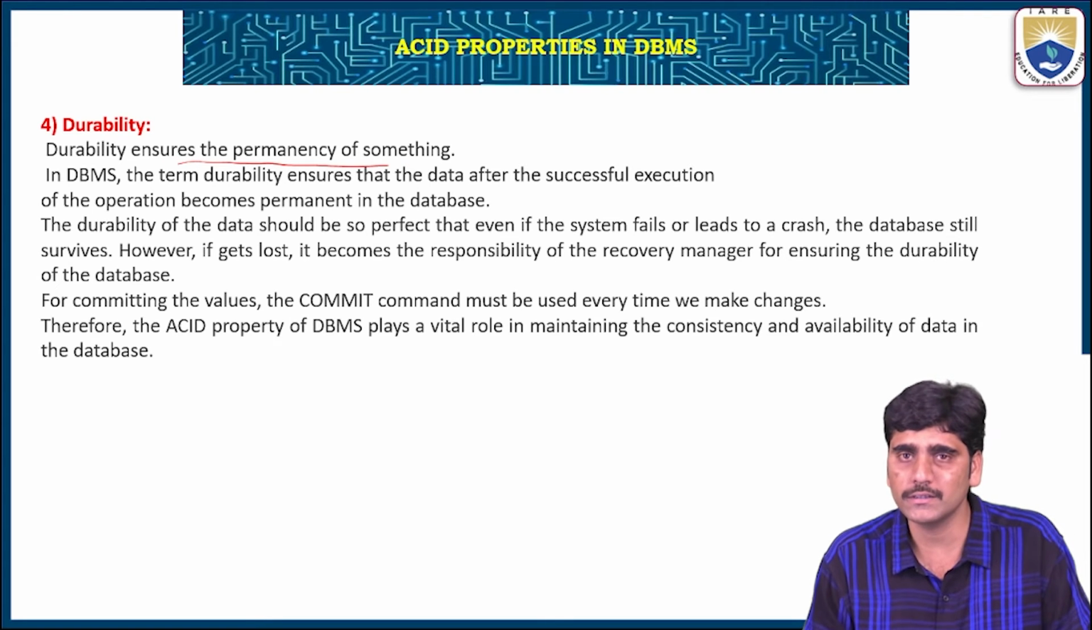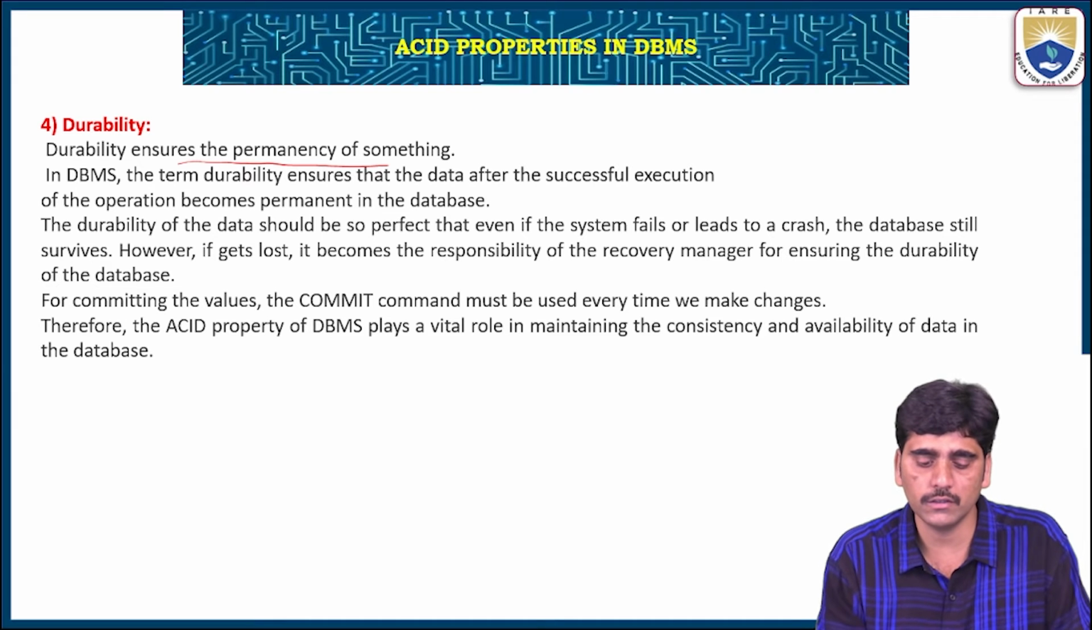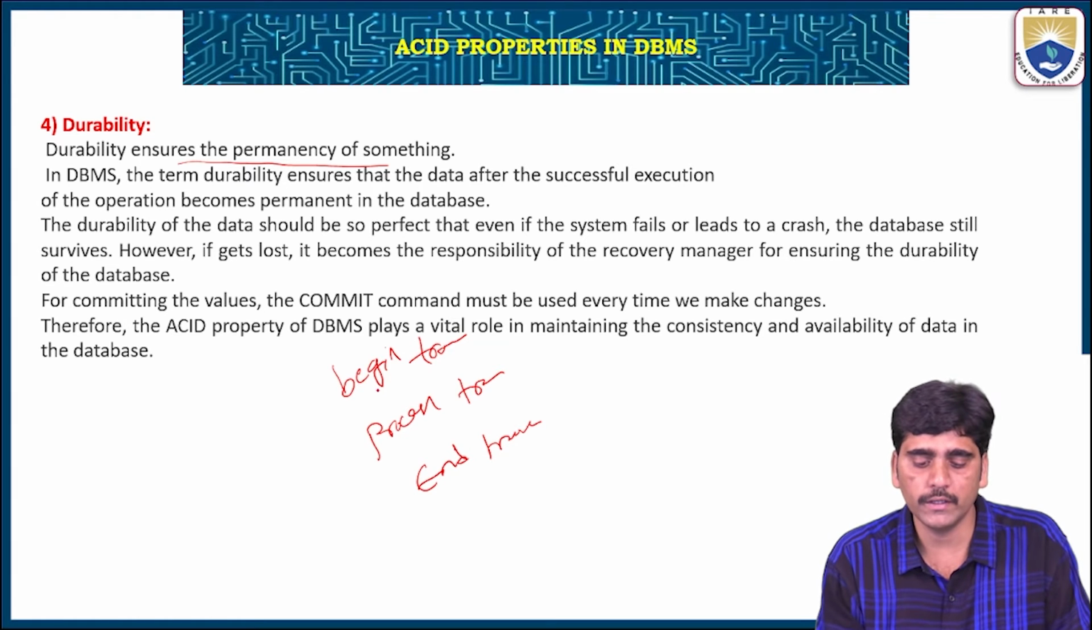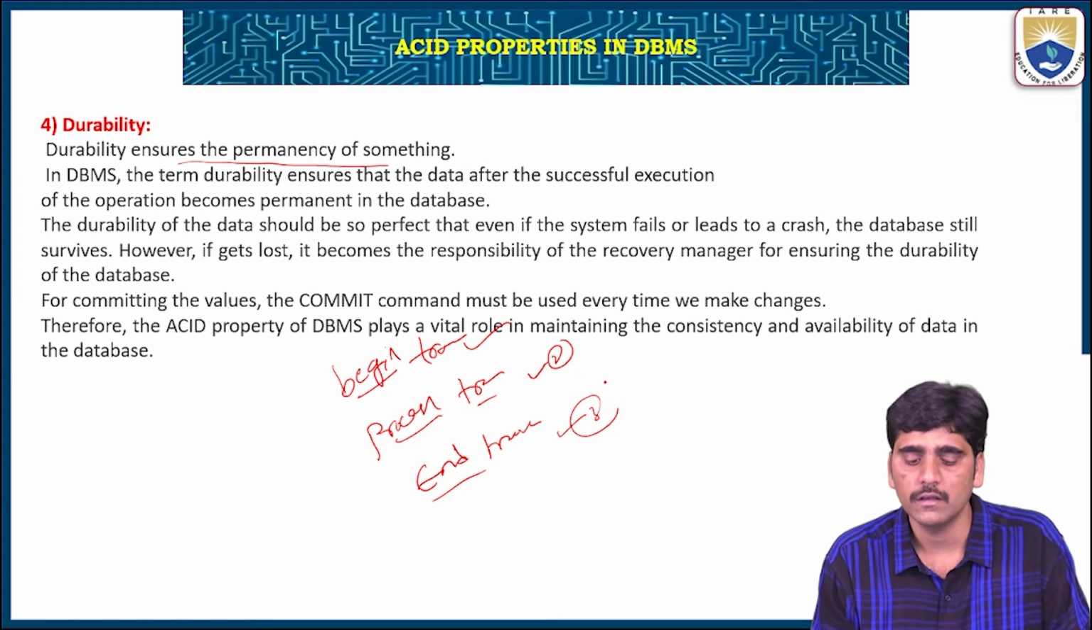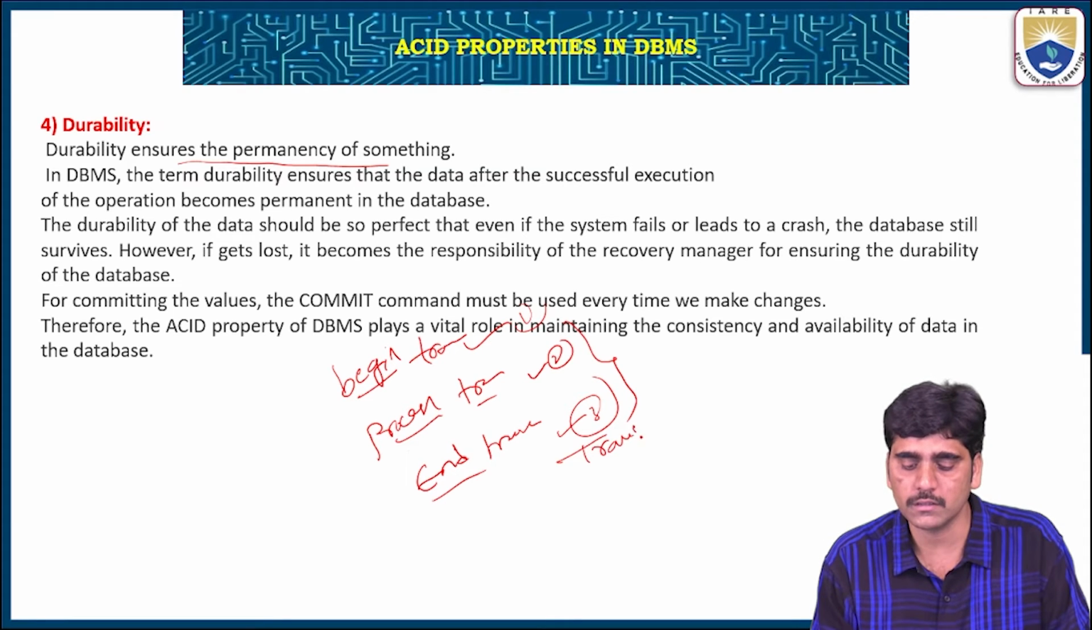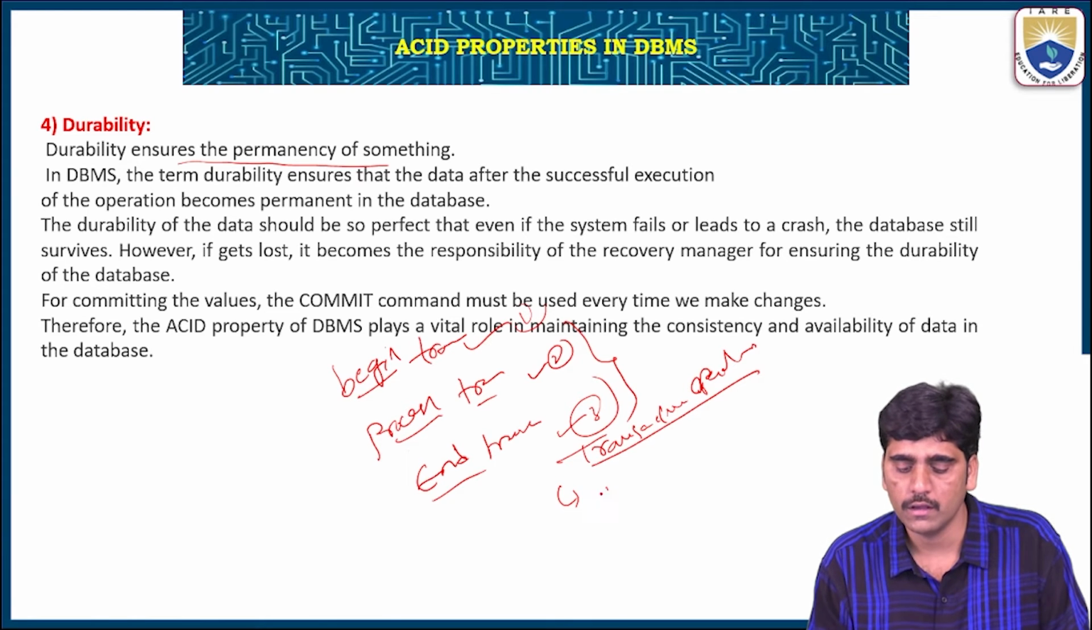When you are doing transactional operations, first you begin the transaction, then you process the transaction, and last you end the transaction. So begin transaction is the first operation, processing the transaction is the second, and ending the transaction is the third. During all these transactional operations, the atomicity property should be satisfied. That means data should be unique.